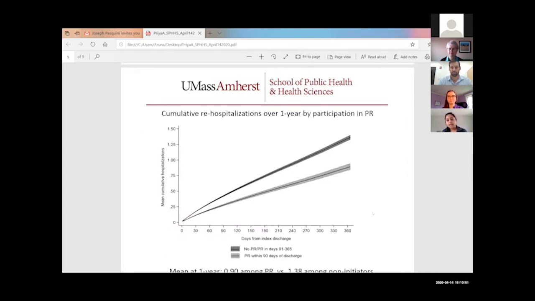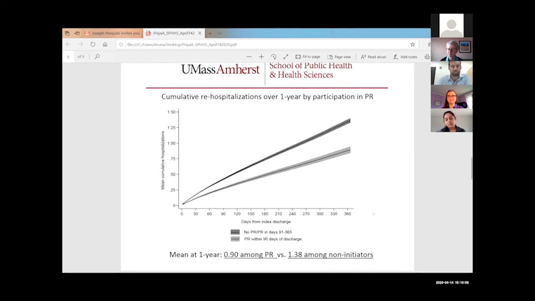And at 1 year from this figure, we see that on average, patients who start PR have 0.9 readmissions compared to 1.4 readmissions among those who never started PR.